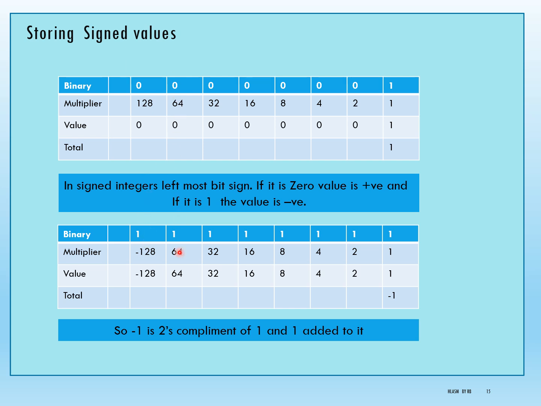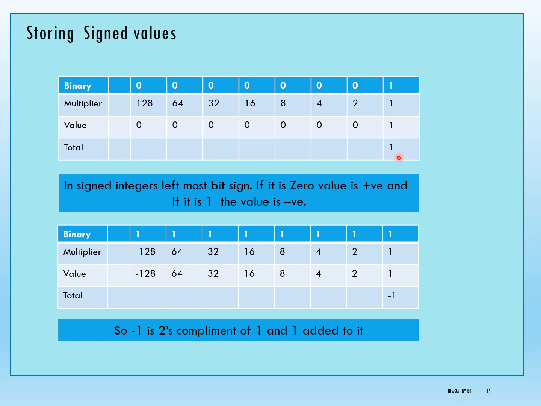Wherever it is 0, we made it 1, and where it is 1, it should become 0, right? So the 2's complement of this value is 1, 1, 1, 1, 1, 1, 1, and 0. And then we added 1 to it, so the last bit became 1. So 1, 1, 1, 1, 1, 1.